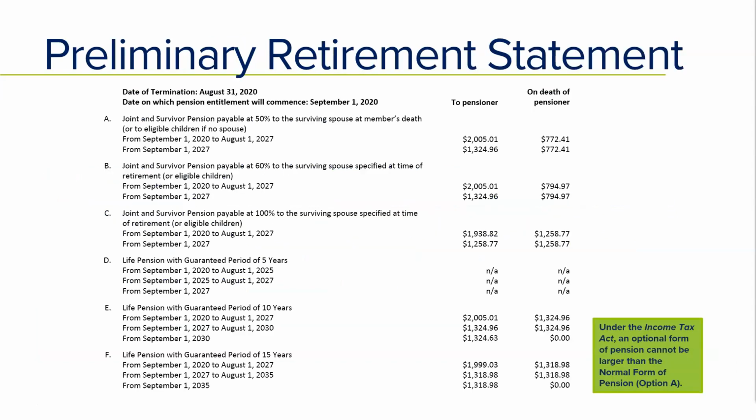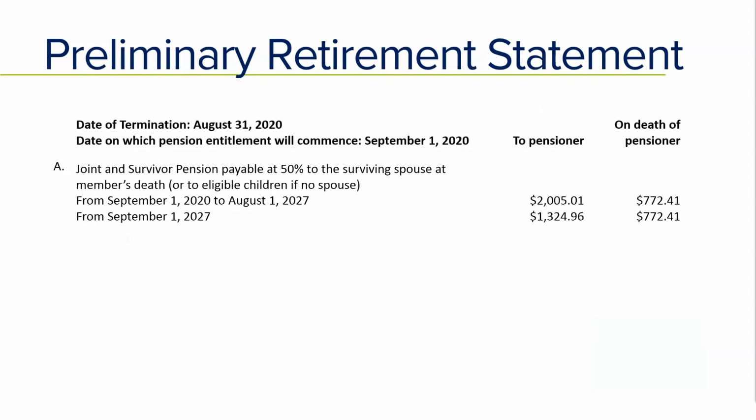So if we take a look at what we call the preliminary retirement statement, this is really what the package would look like when you receive your retirement papers. So as you can see, option A, B, C, we see all the options that we talked about. So we'll take a look at the following page here. If we take a look at option A, which is the 50%.